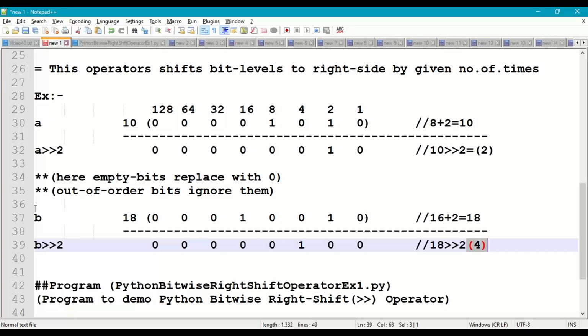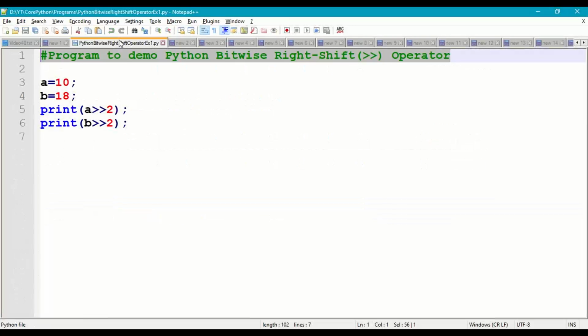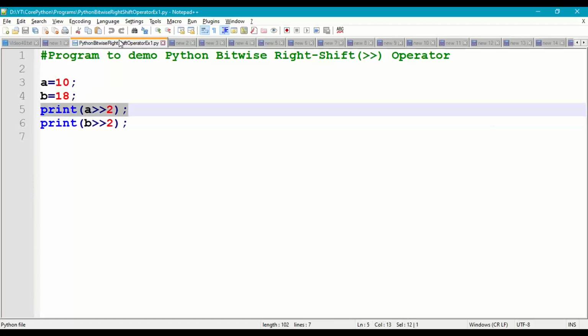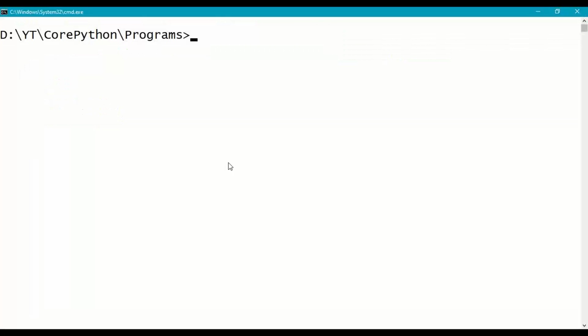Answer is 4. So let us do this with a small program. Take a new page. First write comments at the beginning of the program. A is 10, B is 18. A right shift of 2, B right shift of 2. Save this in your working directory. Come to the prompt where you have saved the program and run it: python bitwise right shift operator example1.py.